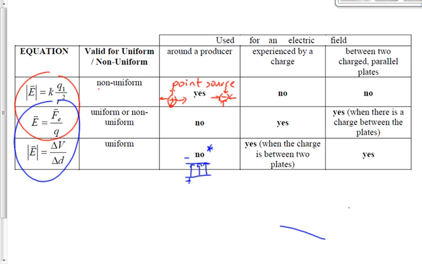I'm going to put a little star by that, because those parallel plates could be considered to be producers, but I'm going to still leave the word no in there because I don't want you to start thinking, oh, I can use it around that point source.